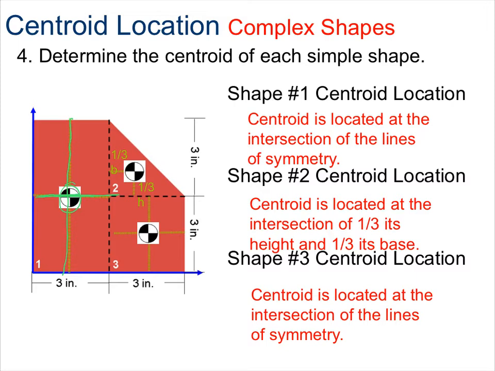In shape number 2, the centroid is going to be located at an intersection of a third of its base and a third of its height, since this was a right triangle. So a third of its base, a third of its height. And in shape number 3, we have a square. So again, the centroid's location is at the intersection of those lines of symmetry. So we have a horizontal and vertical line of symmetry. The intersection is our third centroid location.